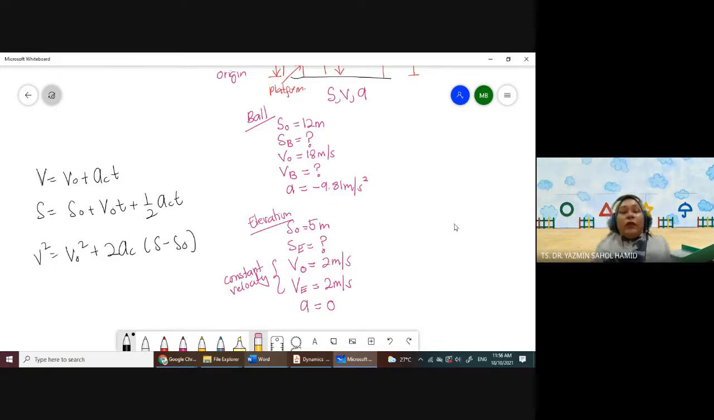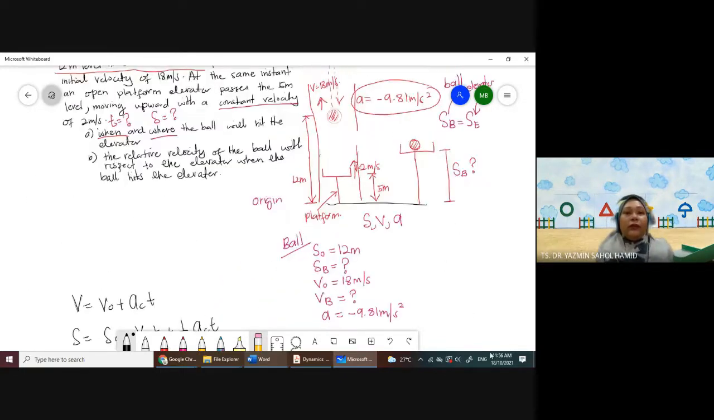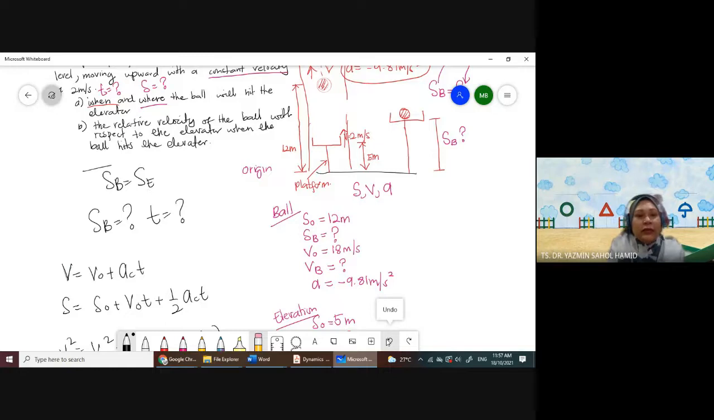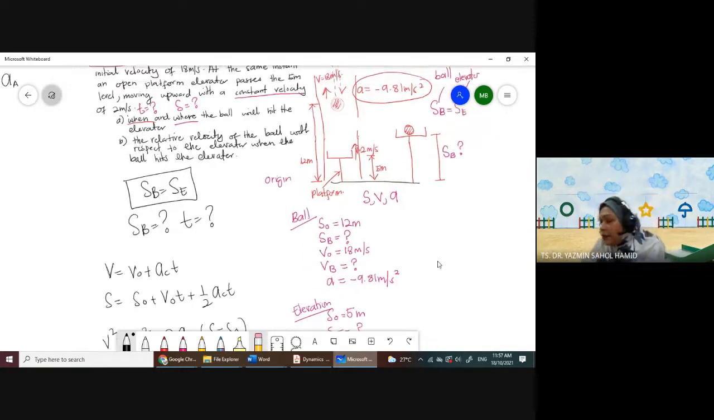Now, for this question, what do we need to find? We need to find SB and we need to find the time. But we know that SB equals SE. This is something that we know. So from these equations, which formula do you want to use?